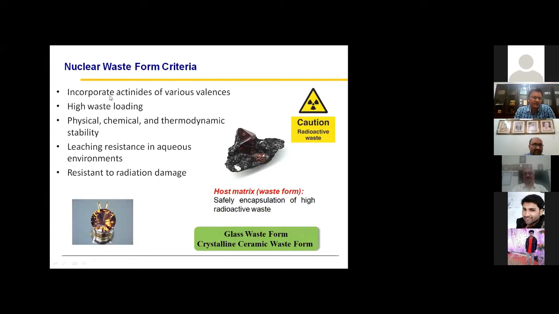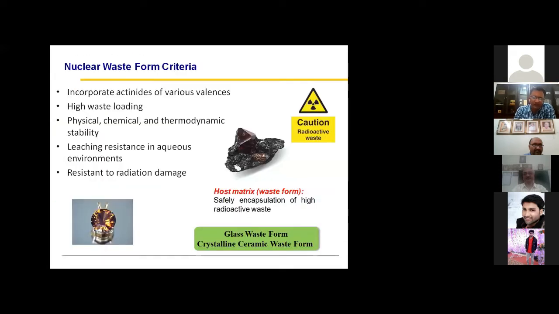First, any material that can be used for disposal of the fuel should be able to incorporate various types of valencies of the actinide, because you know that spent nuclear fuel is very complex in nature. Then another thing is that it should be able to contain high waste loading, because otherwise the volume of the fuel will be very high. And then it should be chemically, physically, and thermodynamically stable, and it should have better leaching resistance in aqueous environment. And the most important property is that it should be radiation resistant, because radiation is continuously emitted by these radioactive elements.